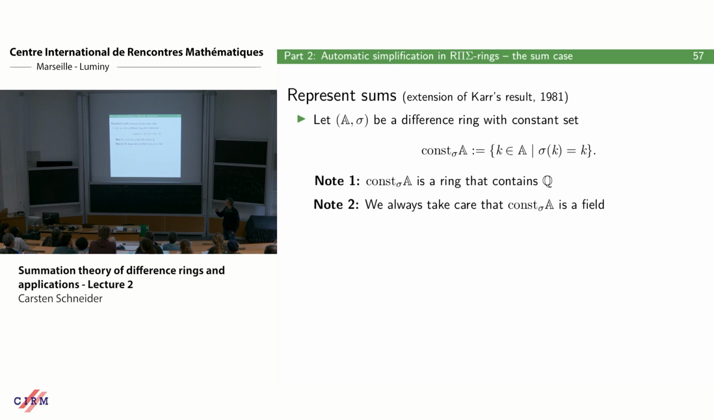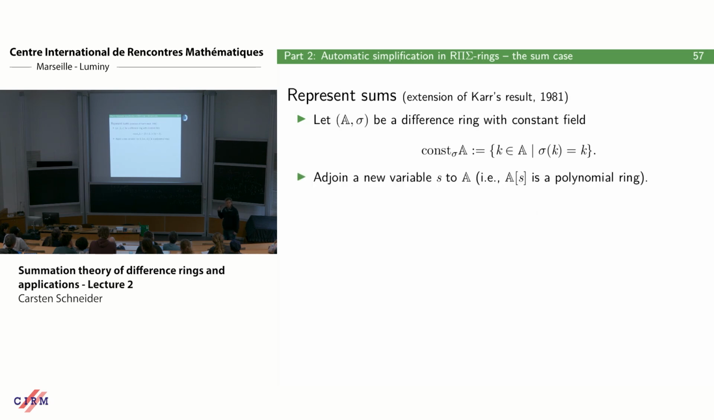So I take a difference ring. The constants are given. And now I do the naive thing. I join a new variable with this shift operator, the naive way. Take a summand f of the field or ring below and say the shift of S is S plus f. Okay?